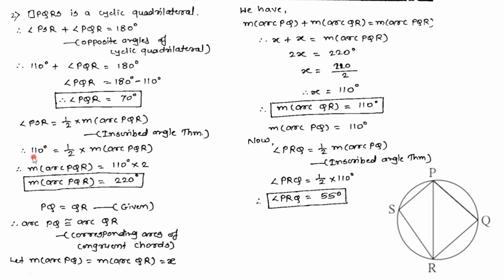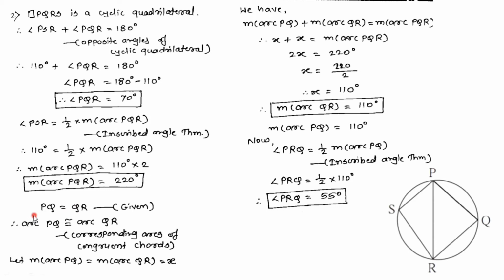We'll replace here. 110 is equal to 1 half into the measure of arc PQR. If we transfer 1 half to the left hand side, it will be in the numerator. To get 110 into 2, that is equal to the measure of arc PQR. So 110 into 2, that's 220. So this is the measure of arc PQR.